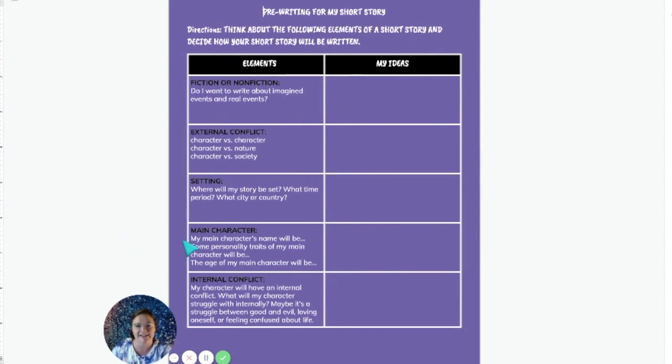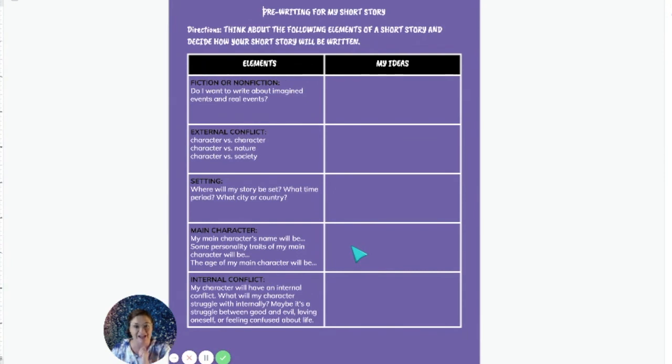Okay, the next thing is the main character. Who is going to be your main character? Think about that, right? This is the character that the whole story will center around. This character is of utmost importance, and this character most likely will be the hero, right? The protagonist of the story. So what will your main character's name be? I want you to put your name here, whichever name that you'd like to name your character.